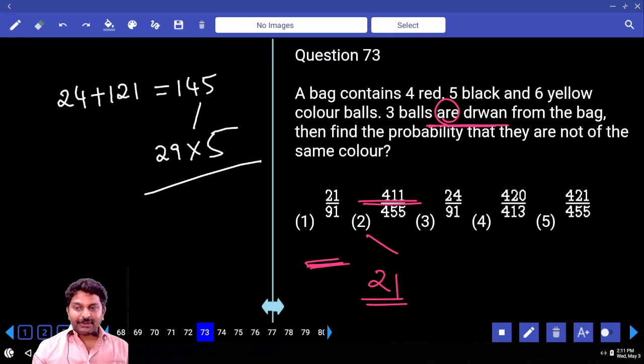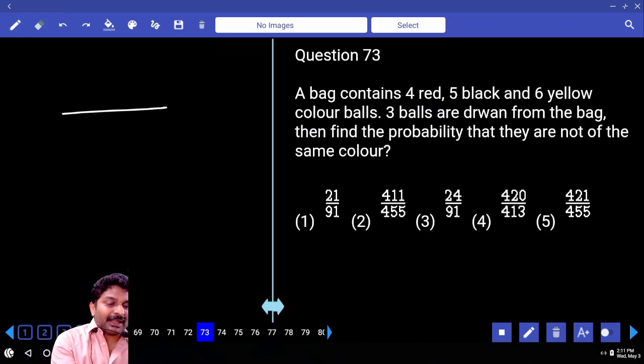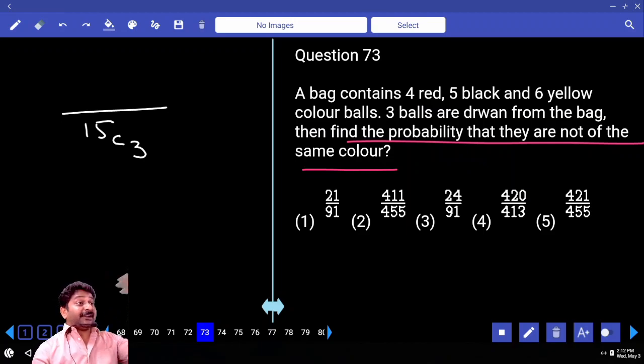A bag contains 4 red, 5 blue, 5 black and then 6 yellow color balls. Total how many balls are there? 15 balls. 3 balls are drawn from the bag. And how many ways can we do that? 15C3. Find the probability that they are not of the same color. They must be different colors only. That means 1 red, 1 black, 1 yellow.